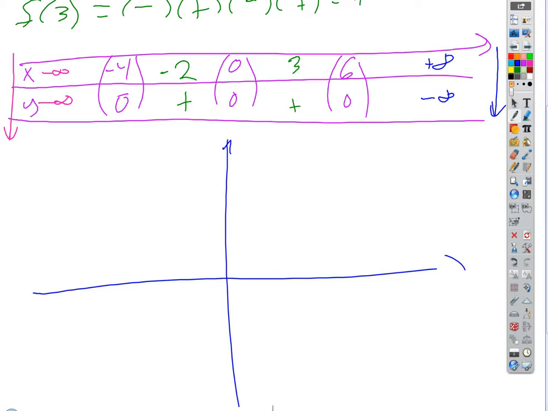So out here at 1, 2, 3, 4, 5, 6, we have a 0. At 0, we have a 0. At -4, we have a 0. We have negative infinity at the end, because... say it again. The last negative infinity, where did we get that? Where do we get that?